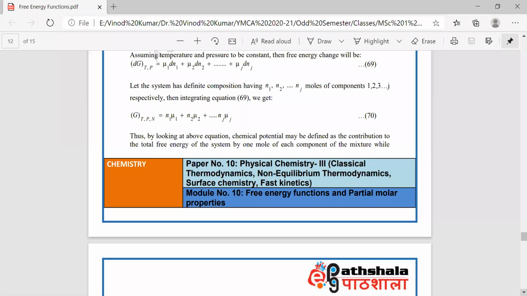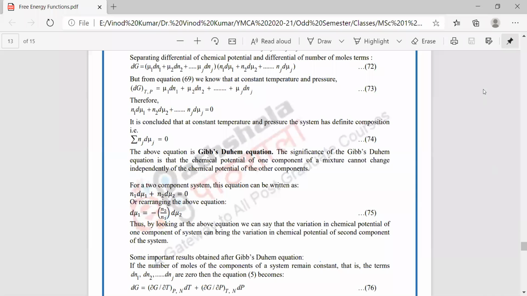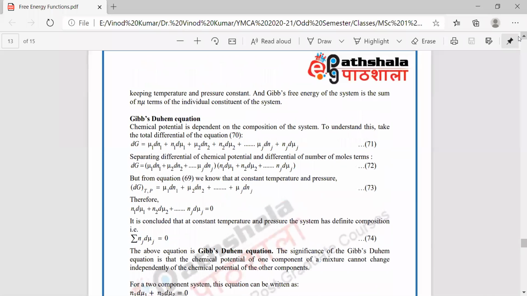One more important topic we are going to discuss, and that is the Gibbs-Duhem equation. So that is also part of your syllabus. If we talk about the Gibbs-Duhem equation, what does it mean? Let's try to understand what it means.